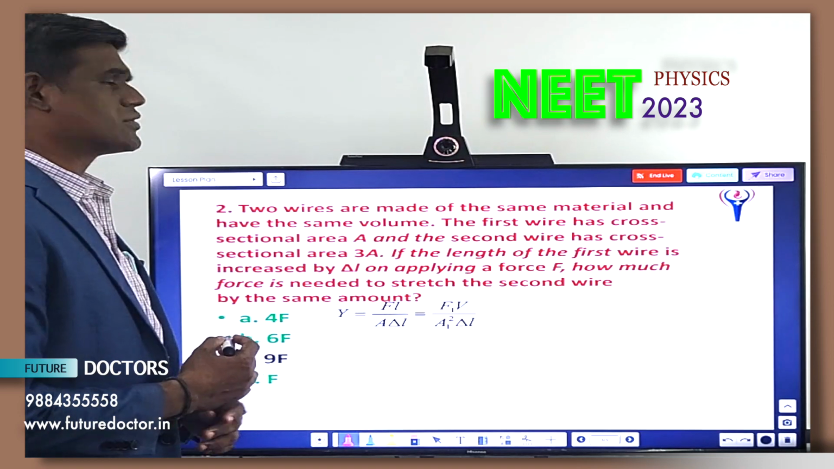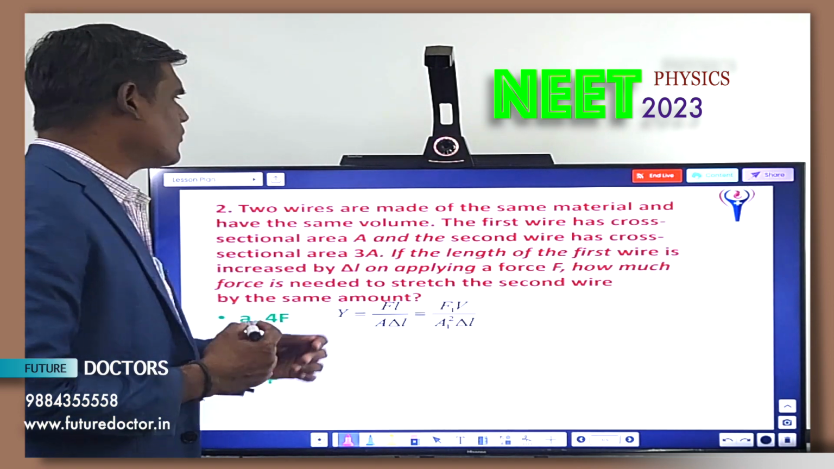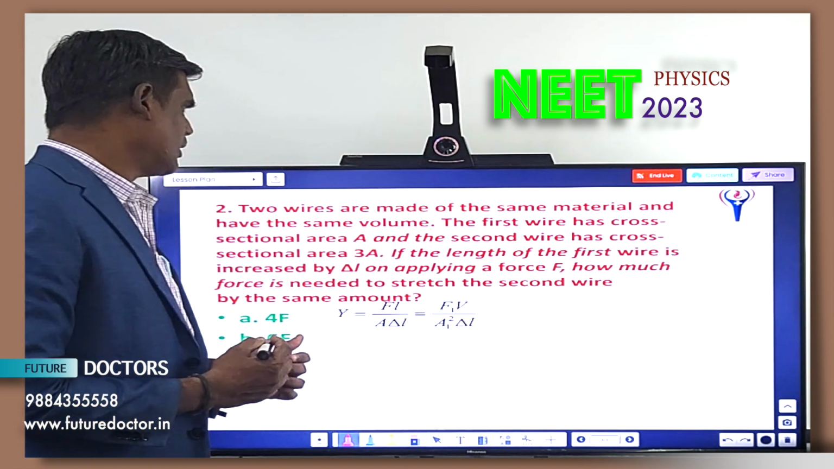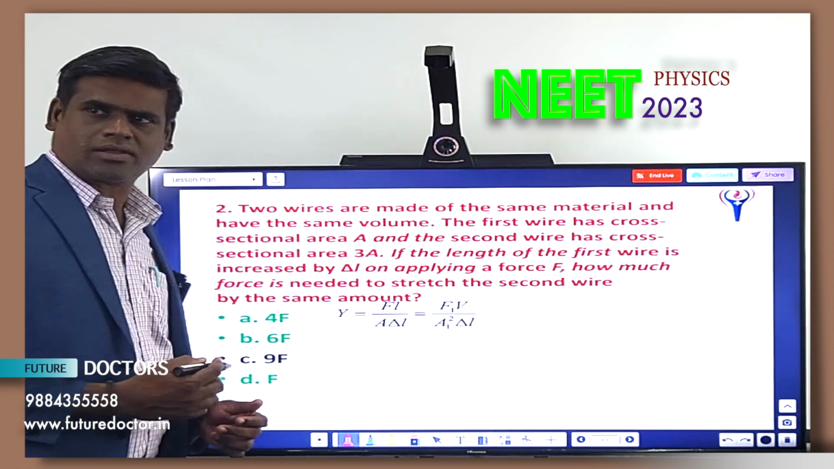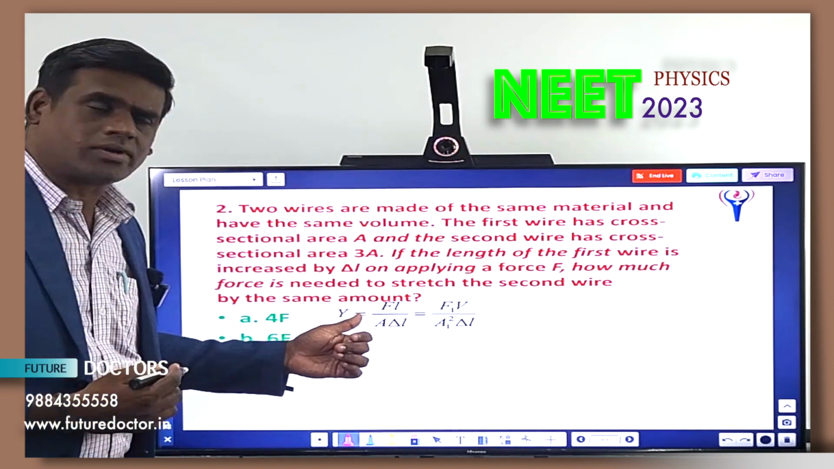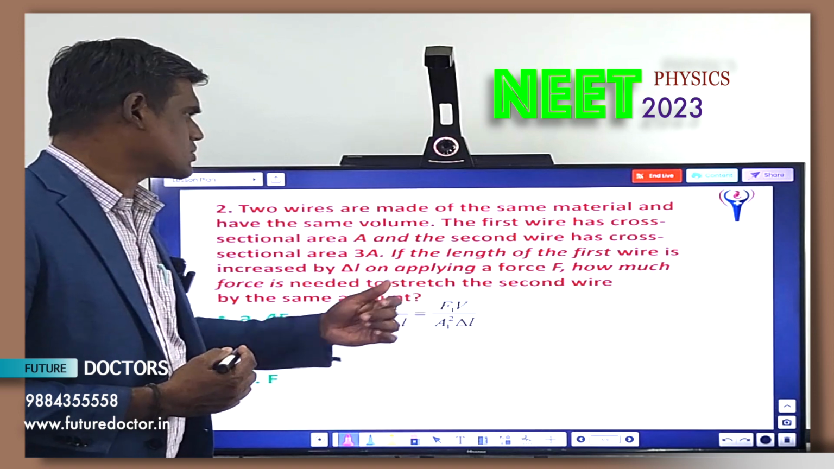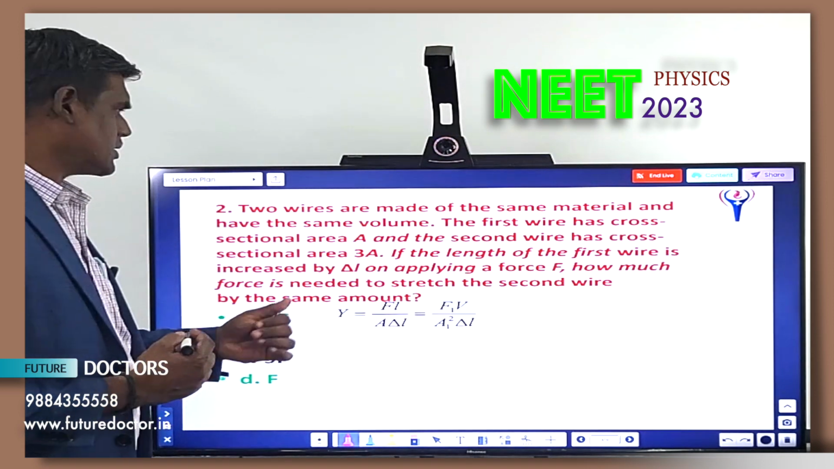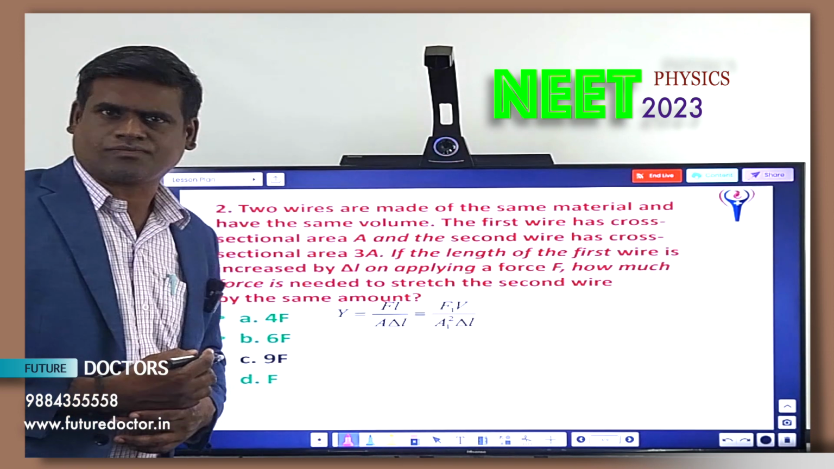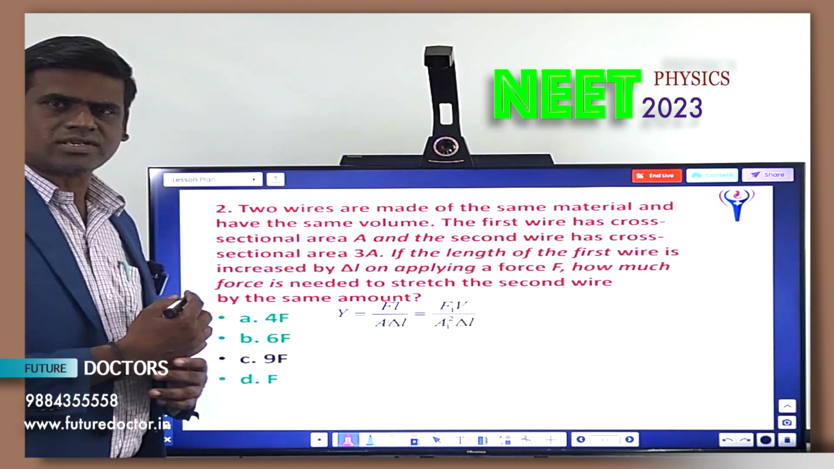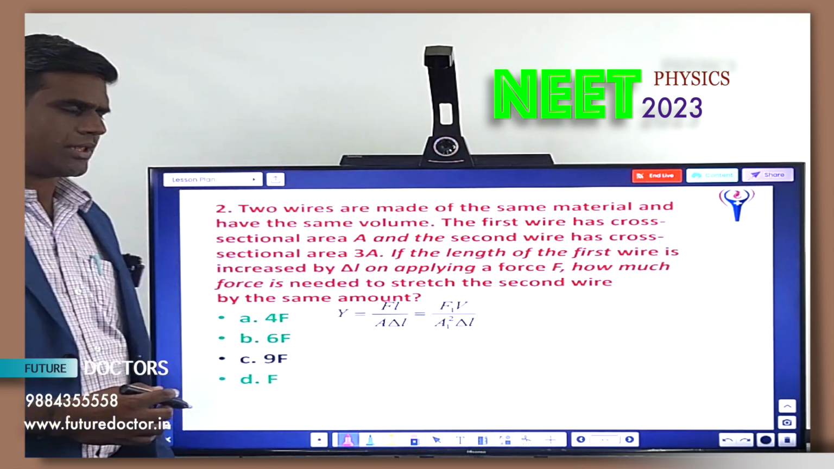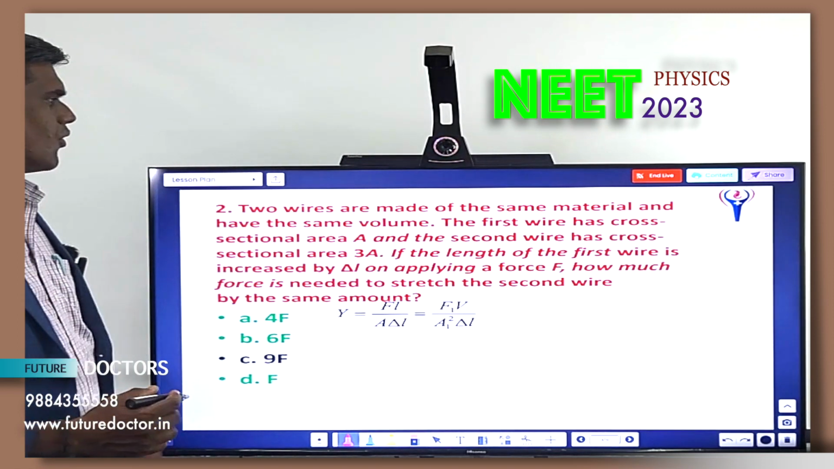Two wires are made of the same material and have the same volume. The first wire has cross-sectional area A and the second wire has cross-sectional area 3A. If the length of the first wire is increased by delta L on applying a force F, how much force is needed to stretch the second wire by the same amount? Same formula, Young's modulus Y equal to stress by strain, that is F by A into delta L by L.